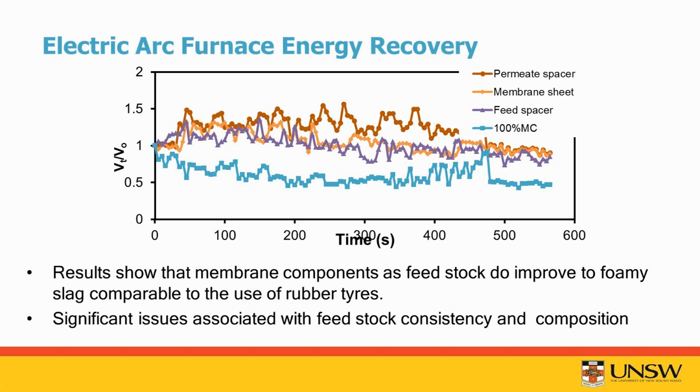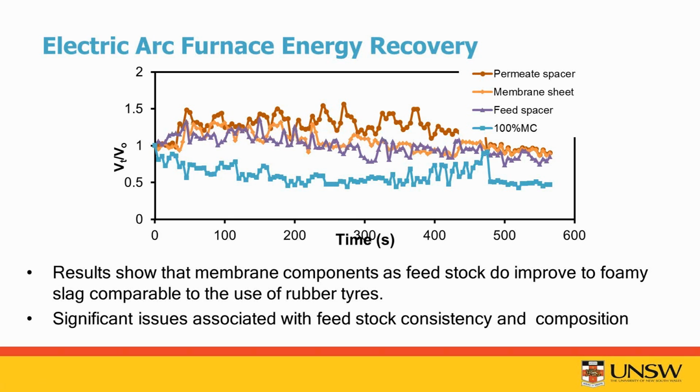The blue line here is the performance of just a standard metallurgical coke. And you can see the peaks and the troughs are the generation of the gas and the release. A higher gas generation and release was observed with all of the membrane components used. Very similar, in fact, to the rubber tires which were used in the past, however, not as good as the PET water bottles, which was considered the best at this point in time.